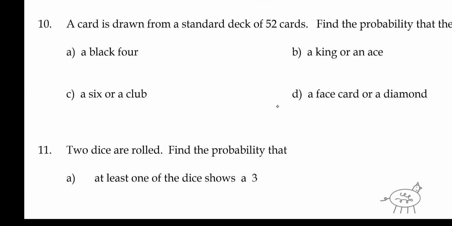A card is drawn from a deck of 52 cards. Find the probability that the card is a black 4. So this is only a 1-card pick here, and there are 2 black 4s. 2 out of 52, or 1 over 26. Okay? A king or an ace.